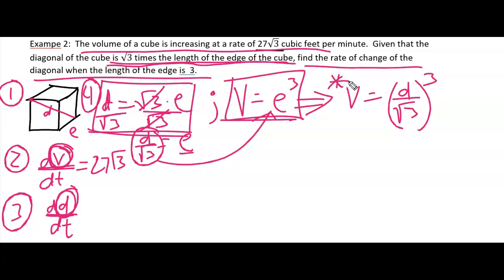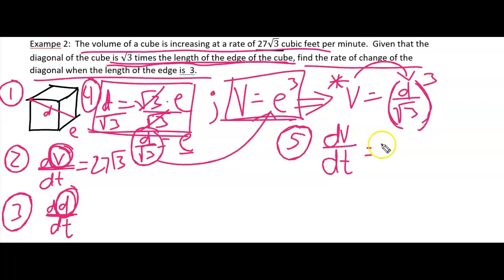Okay, so now we're ready to move on to step 5, which is where we take the derivative of this. So if I take the derivative of V with respect to t, I get this. And if I take the derivative of this thing over here, it's a chain rule. So the derivative of the outside, the power of 3, is you're going to put a 3 in the front, and then you're going to square it, right? Don't change the inside. Now we're going to take the derivative of the inside and multiply it.